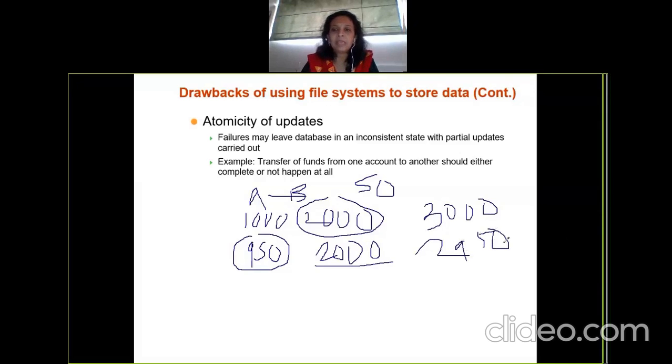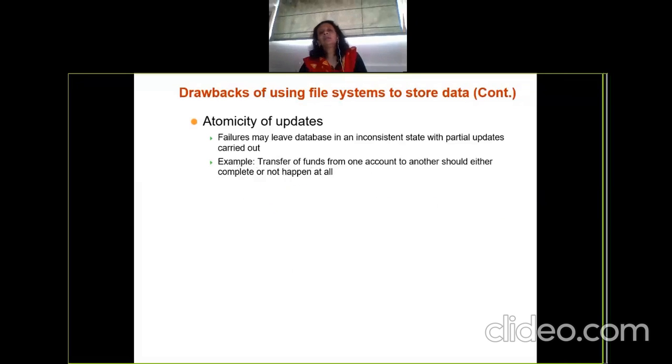No. What happens here? Data inconsistency. Why does it happen? Because a failure occurs before completion of the transaction. So that means the transaction execution should be atomic. It should execute all the operations or none at all. So transferring funds from one account to another should be either complete or not happen at all. So that is atomicity, and it is very difficult to provide atomicity in a traditional file processing system.